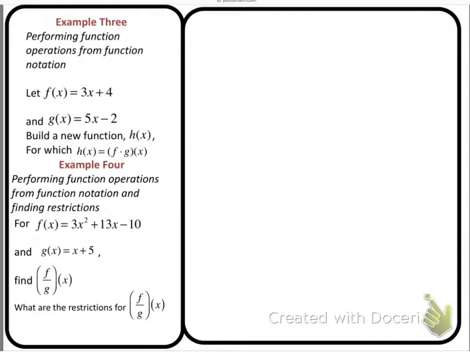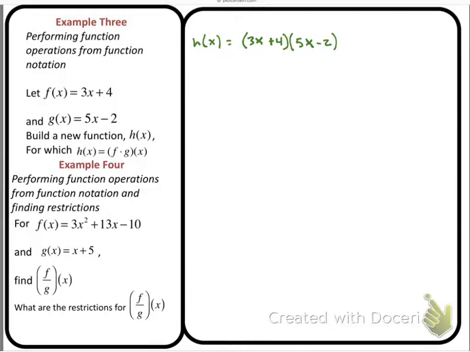Example 3. So we're going to build a new function. What's our function here? h of x, and we're going to be multiplying, right? It's telling us to take f and multiply it by g. So h of x is going to equal f of x, which is 3x plus 4. And we're going to multiply this to g of x, which is 5x minus 2.